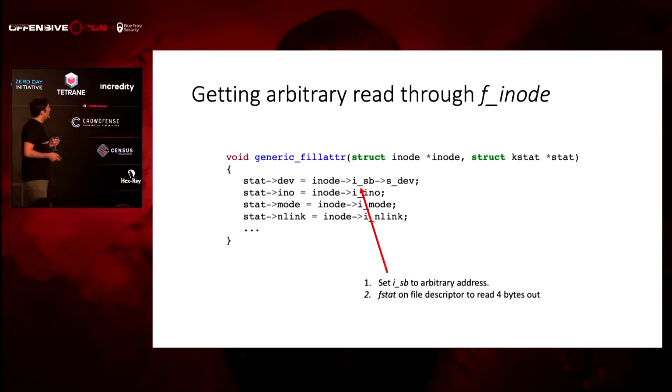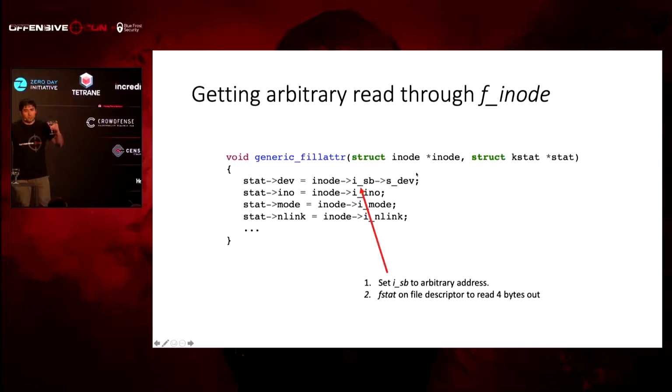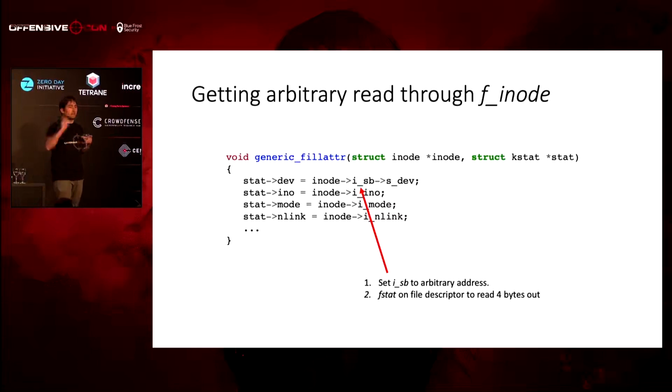Now, when we do this, we can call into stat, or fstat, really, for a file descriptor. And because we control the finode, it will be pointing to an arbitrary location, and it's passed here. And then there is a dereference of that for the super block, and it will read 4 bytes out. So we can just send a binder transaction, put the SB value to whatever we want, then trigger fstat, and we read 4 bytes.